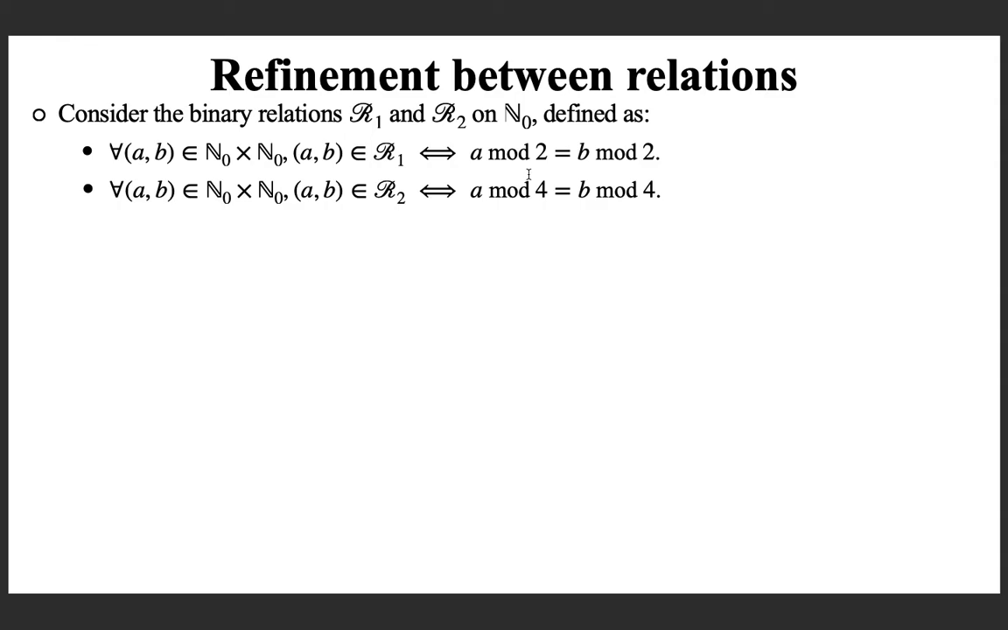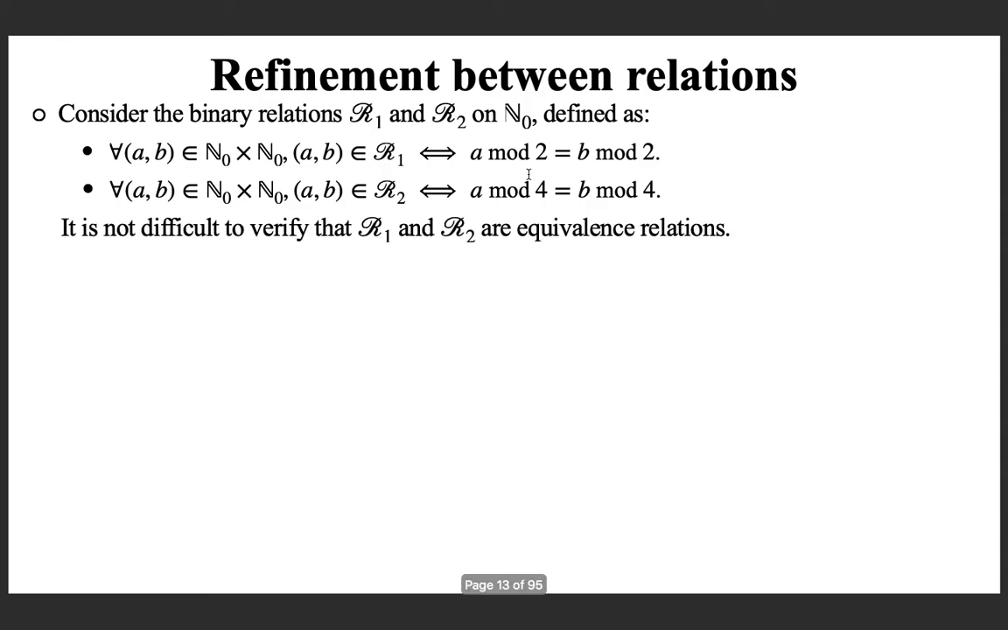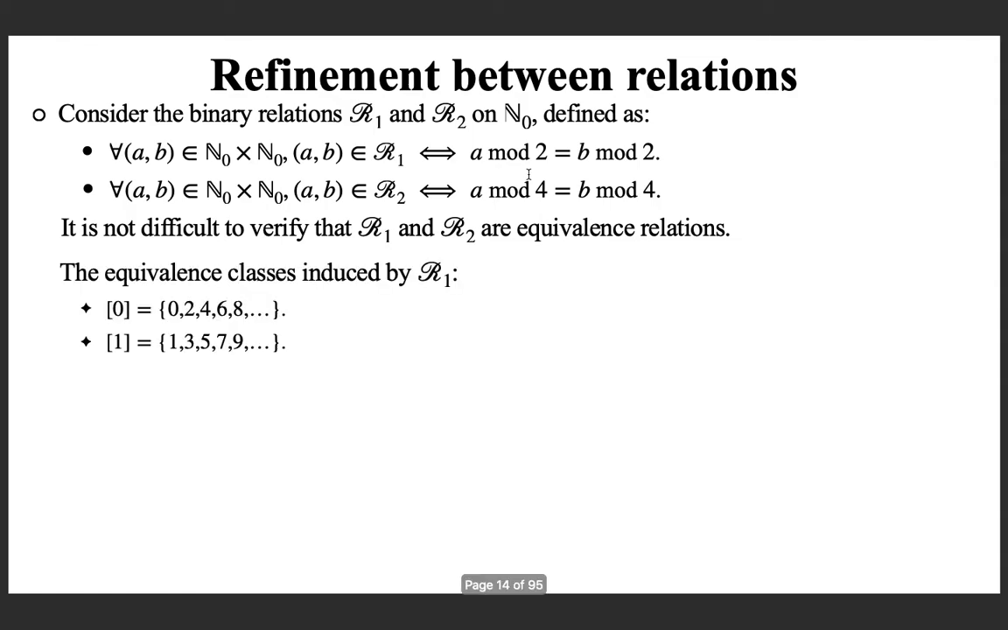I hope it's clear. And it's not difficult to verify that R1 and R2 are equivalence relations. For the interest of time, I'm not going to show the proof for that. You can do it offline, but it is easy. So R1 and R2 both are equivalence relations. Please verify offline. And because R1 is an equivalence relation, you know that R1 will partition N0 into a number of disjoint partitions called equivalence classes. And these are the equivalence classes induced by R1.